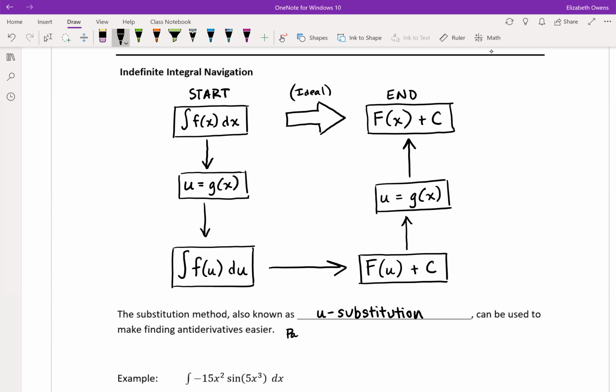So this is particularly helpful in running the chain rule backwards, which we haven't really had much of an approach for yet. Okay, so we're going to look at a little example here.